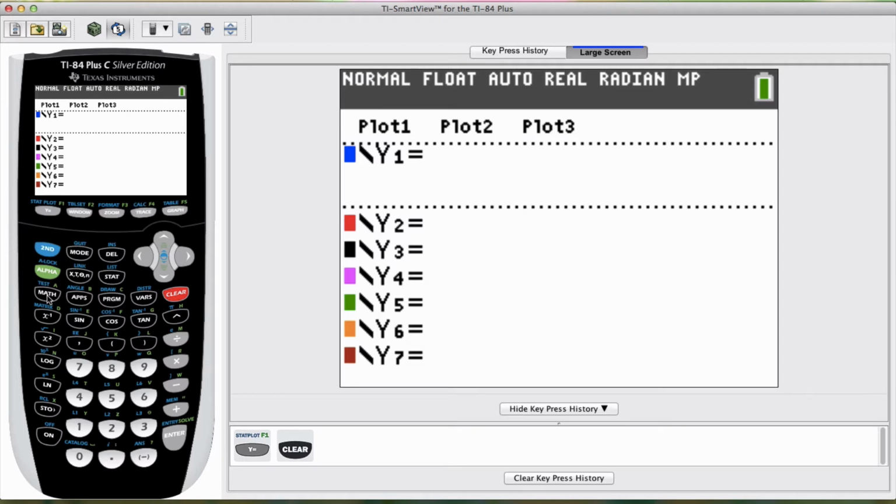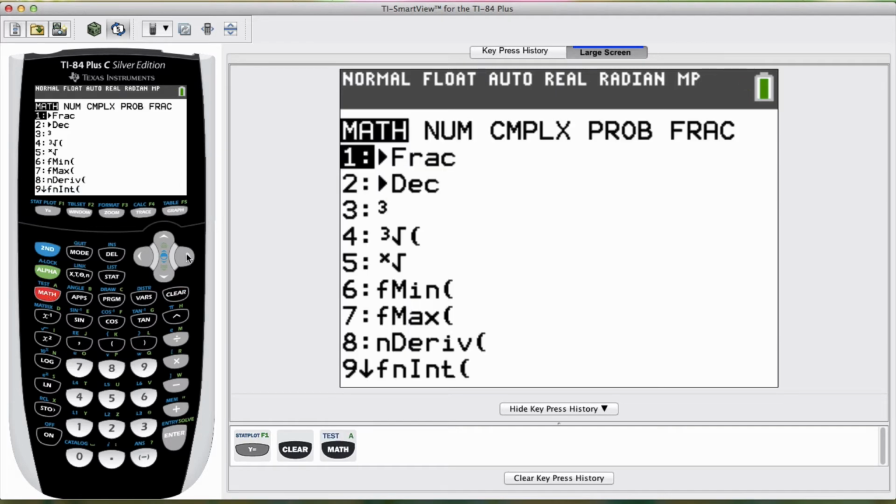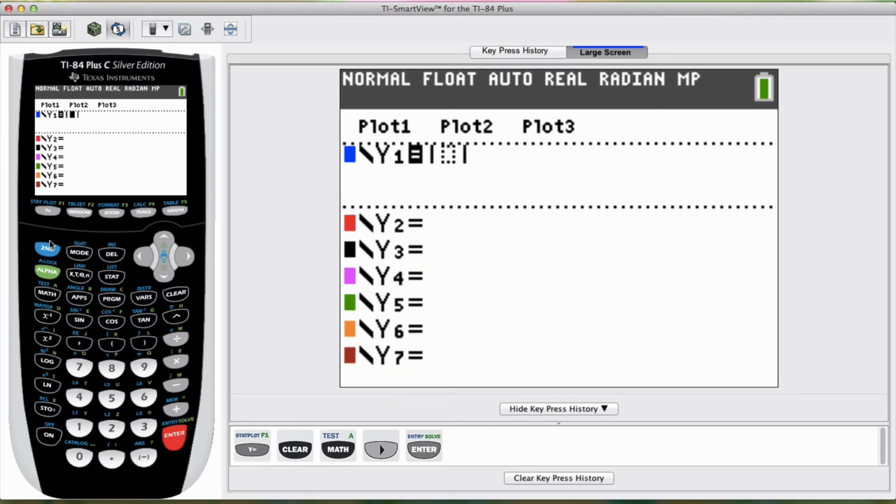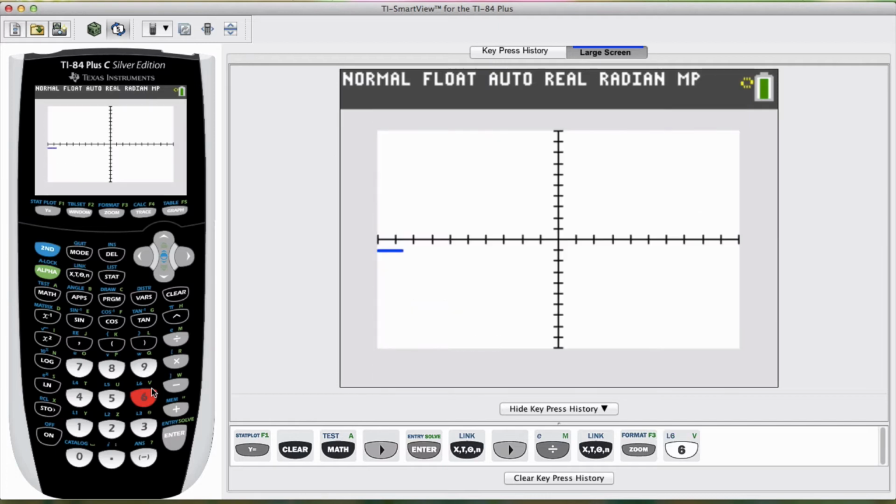And most of you guys have probably never graphed absolute value before. So where we find that, if you press math and then move up over to the number menu, that very first option, ABS, means absolute value. So I'm going to do the absolute value of x divided by x. So I'm going to press zoom 6, and that's just going to go ahead and sketch a graph for me.